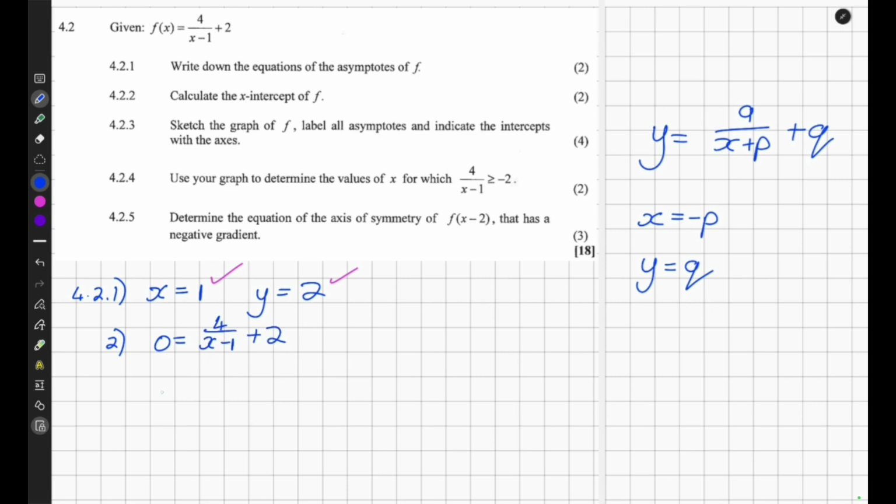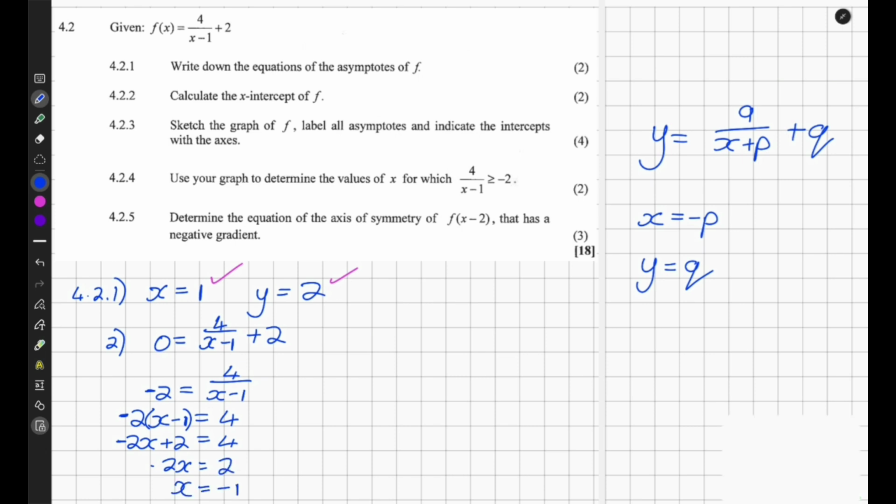Okay, now we're just going to do a little bit of algebra. So minus 2 is equal to 4 over x minus 1. Therefore, I can multiply the x minus 1 over to get rid of the fraction. So then minus 2 times x minus 1 is equal to 4, and I can multiply that in. Minus 2x plus 2 is equal to 4, and therefore minus 2x is equal to positive 2, and therefore x would be equal to negative 1. So to answer that question, the x-intercept would be minus 1 and 0.